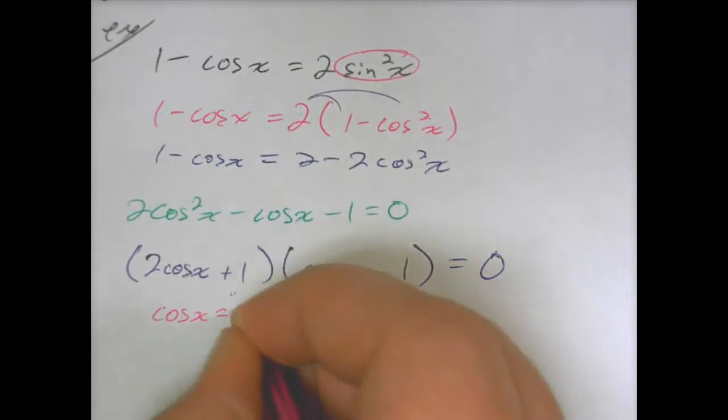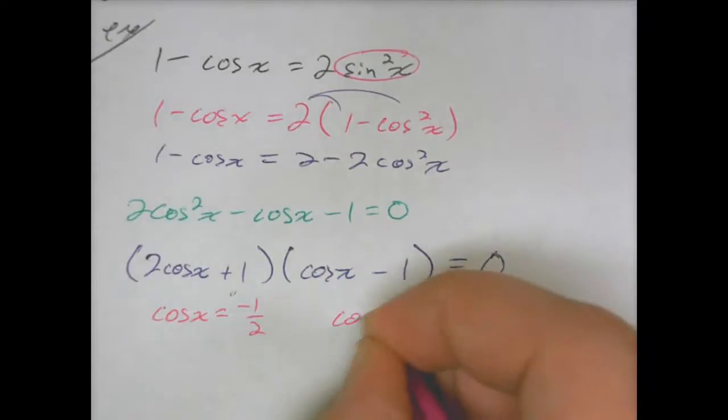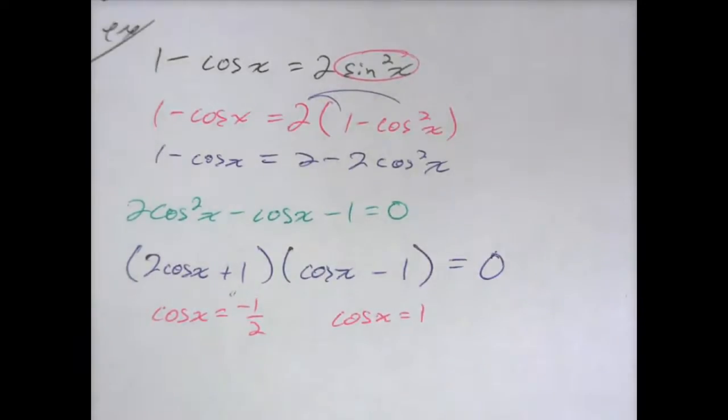Cosine of x equals negative 1 over 2, and cosine of x equals 1.